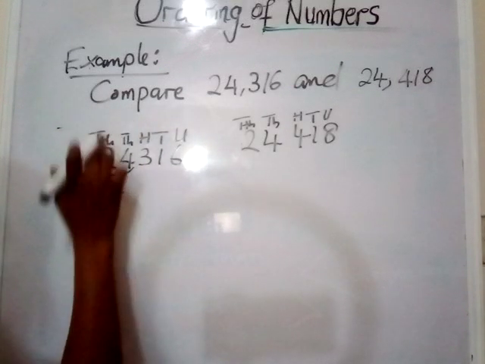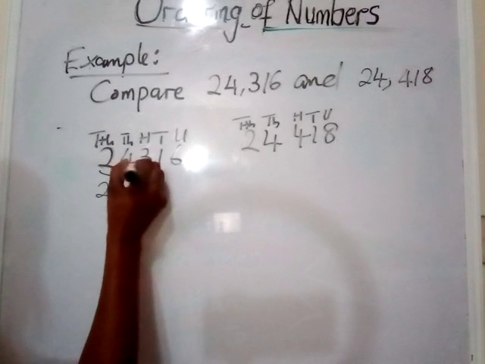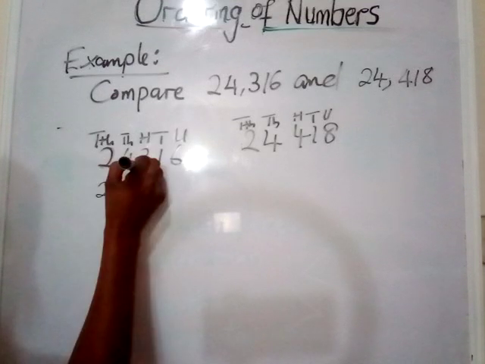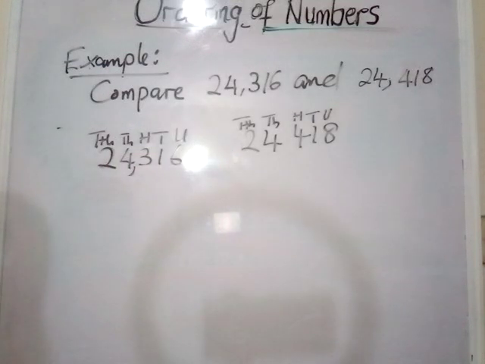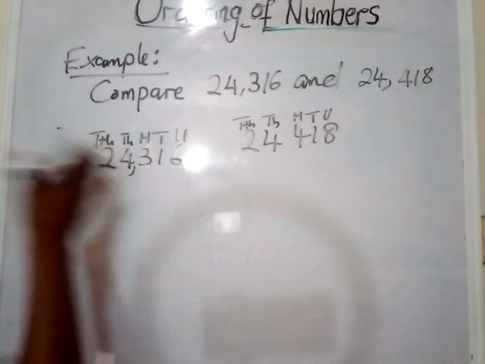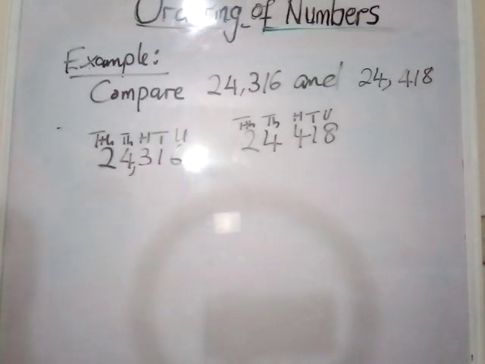So this is 24,316. Always remember to use your comma after 3 digits, counting from your right towards your left. When you are counting from your right towards your left, after every 3 digits, you put a comma.